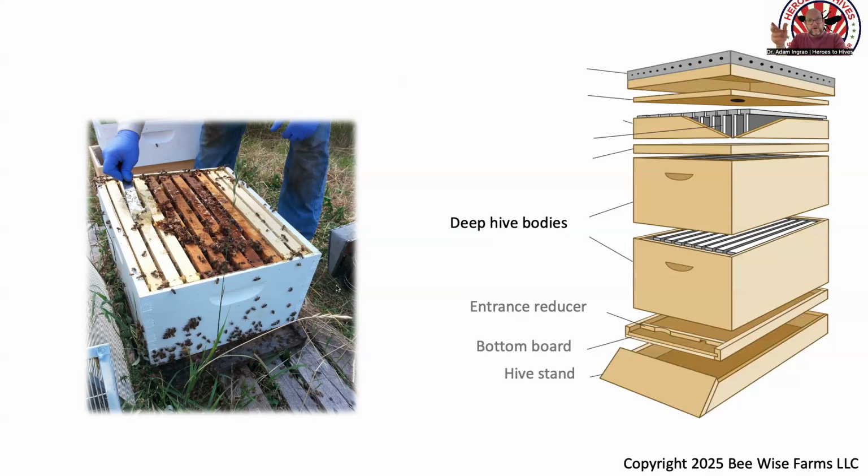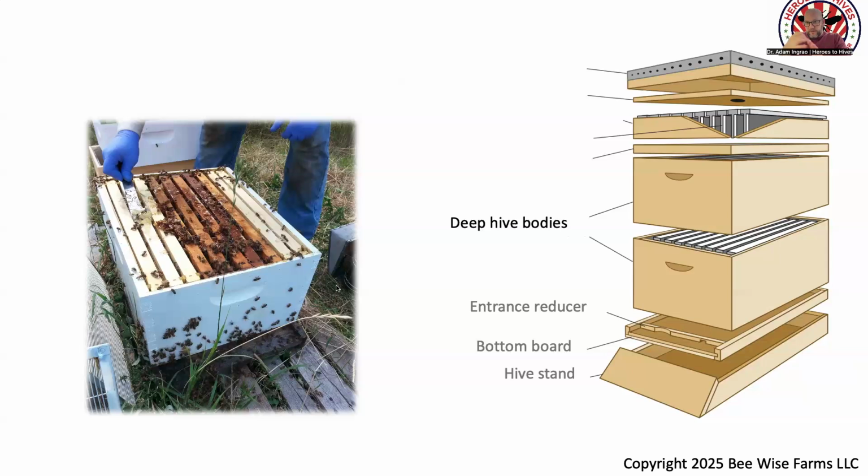But the standard orientation in the industry, and this is not something you have to follow, is deep hive bodies for the brood chamber and medium hive bodies for the honey supers. Now, the big thing about deep hive bodies is that they are deep, so they weigh more. If you're dealing with disabilities or working with individuals with disabilities, deep hive bodies are tough to move, especially when they're 10-frame equipment.